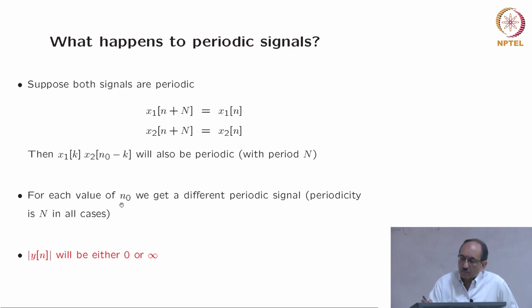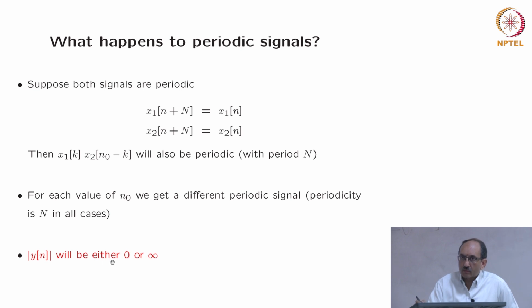So if the value over one period has a certain value, then if you repeatedly add that value to itself, you will either get 0 or infinity, the absolute value of the sum. Here we are assuming we are dealing with real valued sequences. If the sum over one period is 0, then the entire sum over all k will be 0. If it is either positive or negative, then repeatedly you are going to add that number to itself an infinite number of times. So the absolute value will be infinity in that case.